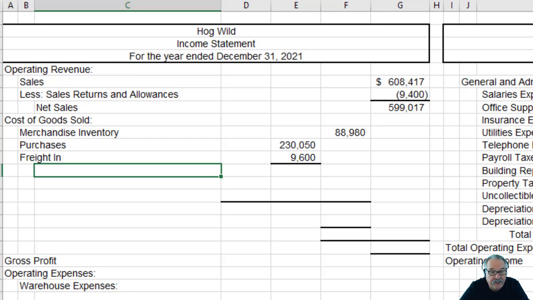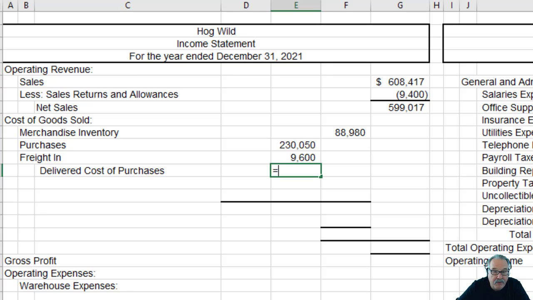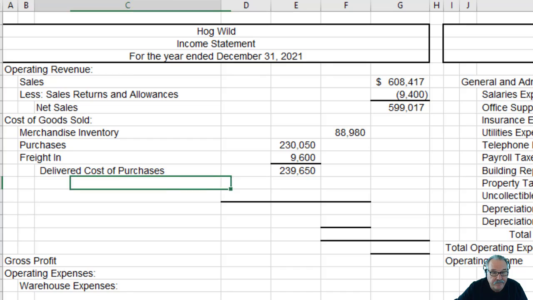This is called delivered cost of purchases. In other words, what we paid for the material, the motorcycles, the leathers, whatever accessories they have. And so we've got delivered cost of purchases of $239,650. We also had some purchase returns and purchase discounts.